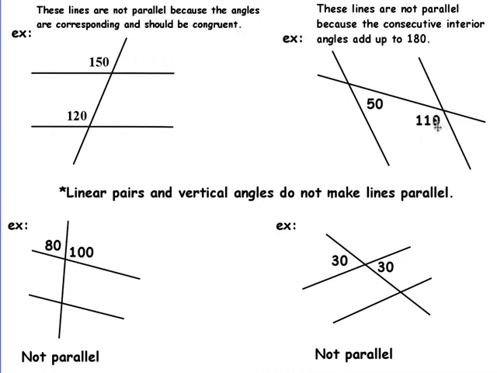They should add up to 180. See how one's acute and one's obtuse? Anytime you have that, they should add up to 180. This 50 plus 110 is not 180, so those lines are not parallel.